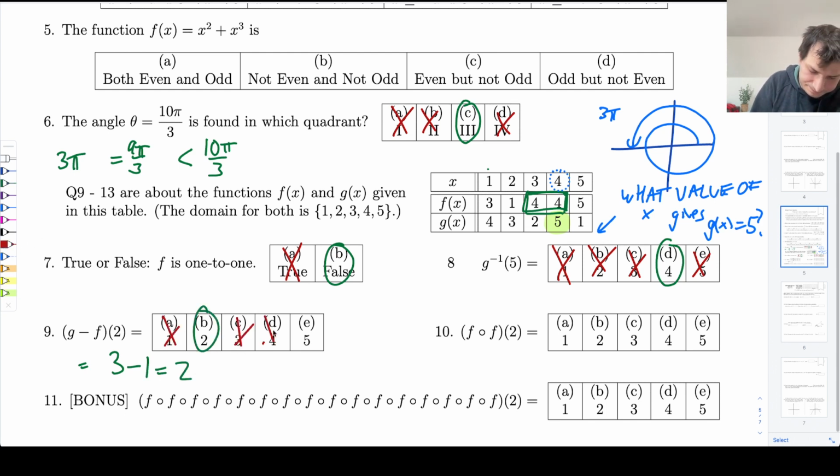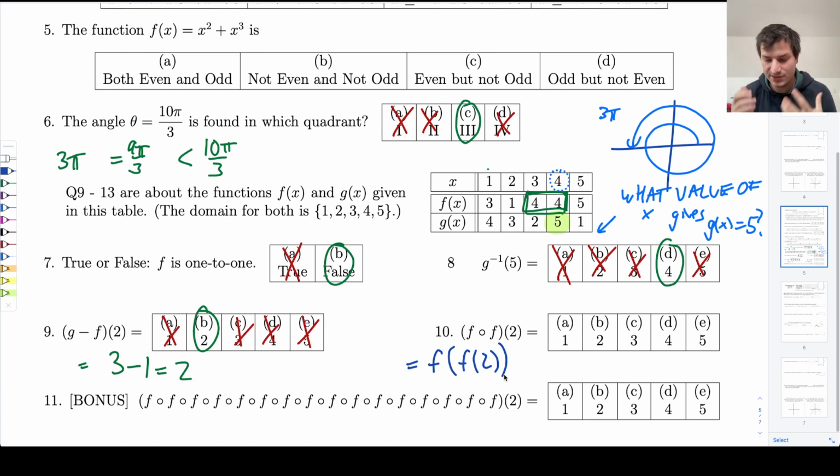Okay. All right, last but not least, the last question of the multiple choice was f circle f of 2. You had to know that f circle f means composition. So this means f of f of 2. There was a question just like this using graphs on the practice test. This one is using tables. What is f of 2? F of 2 is 1.